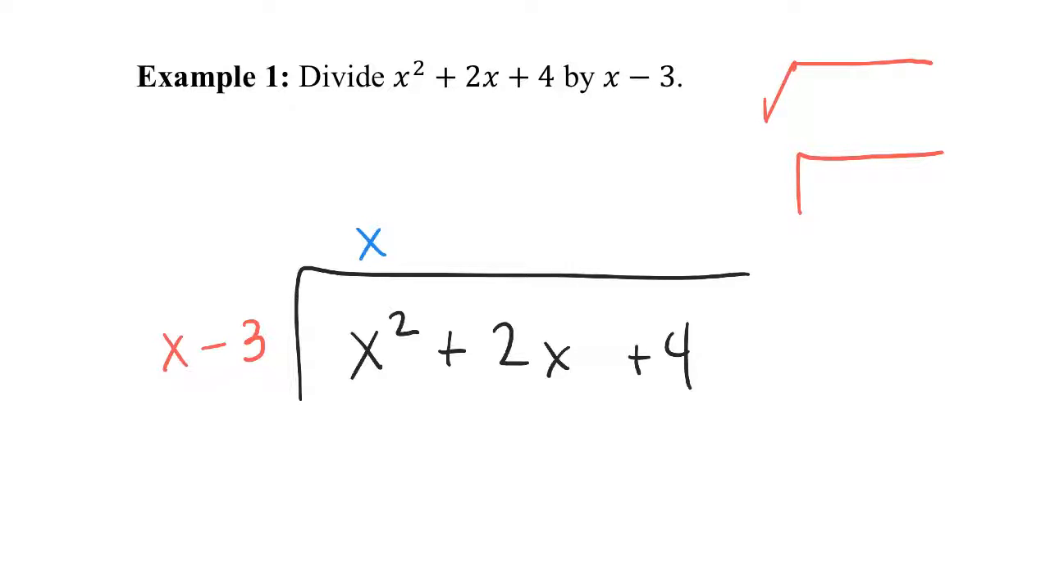Again, multiply this. Make believe you have parentheses around it if you need to. Multiply this X by both terms. This becomes X squared minus 3X. Stay with me. If you don't get it, ask, please. Again, X times this whole thing. That's X squared. X times a negative 3 is negative 3X.